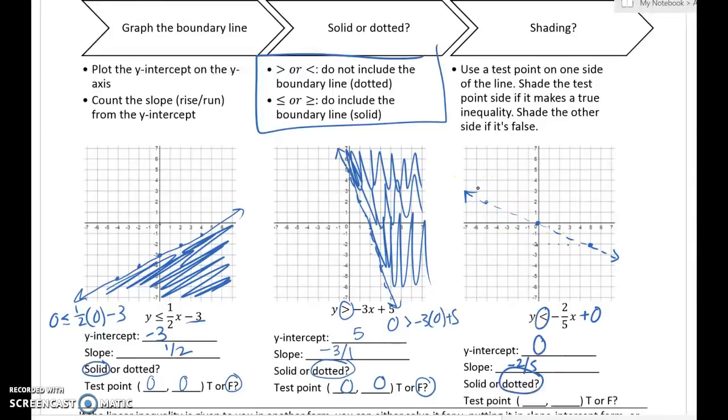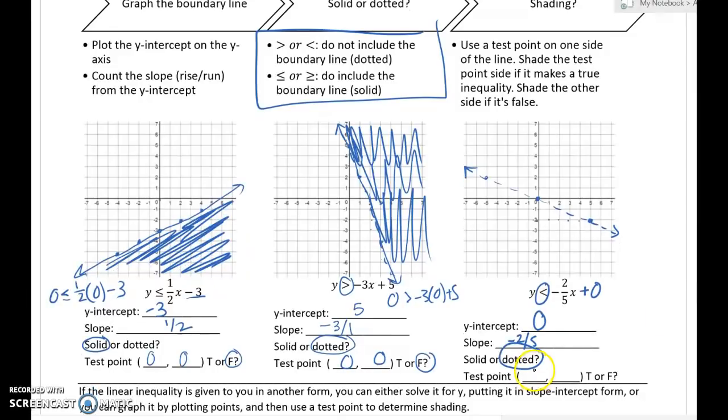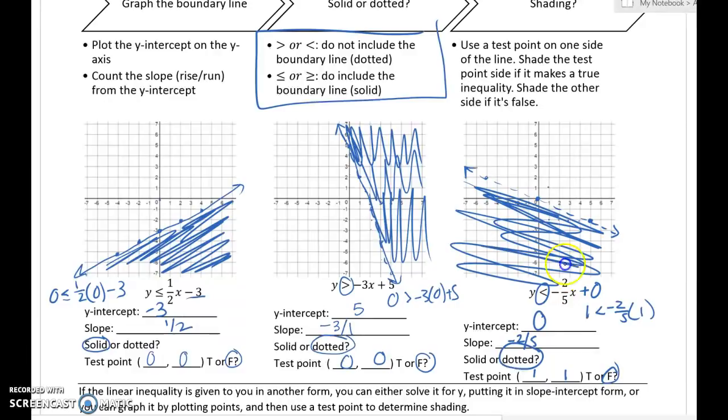And now we'll do our test point. Normally I would go with 0, 0, but since 0, 0 is on the line, that won't tell us anything. So let's try 1, 1, another fairly basic numerical option. So we'll end up with 1 is less than -2/5 times 1. Is 1 less than -2/5? No, it's not, so it's false again. So 1, 1 is not in there, so it's this side down here. Okay, and at this point it seems like it's always going to be false. That's not the case, just a coincidence.